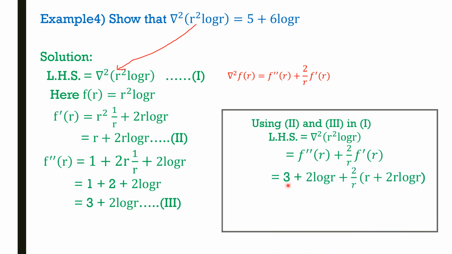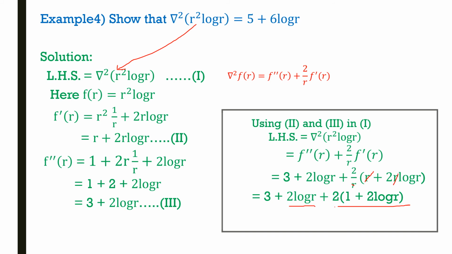See here, 3 f double dash of r is nothing but 3 plus 2 log r plus 2 upon r. F dash of r is nothing but r plus 2 r log r. So take r common and cancel with this r. So this r gets cancelled. What I get here is 2 as it is, 1 plus log r, 3 plus log r.